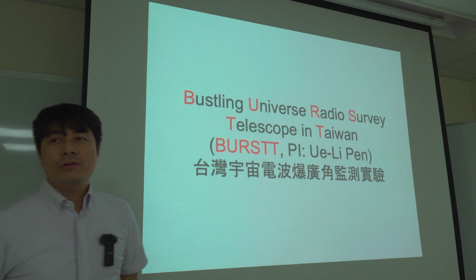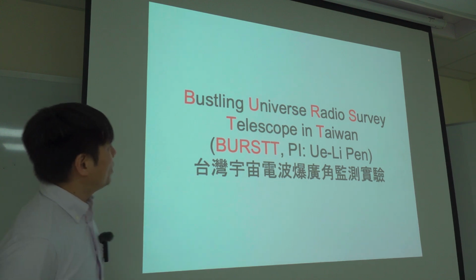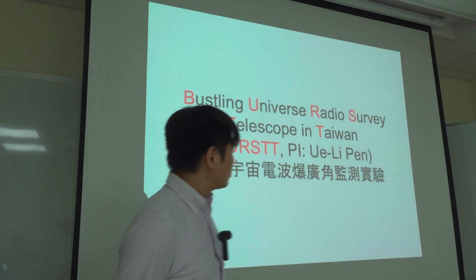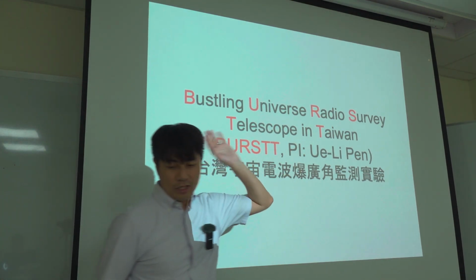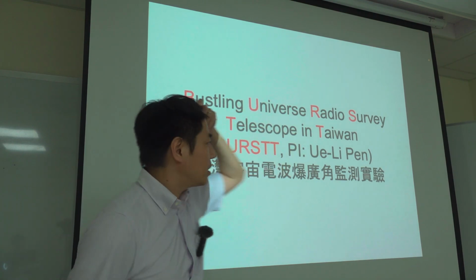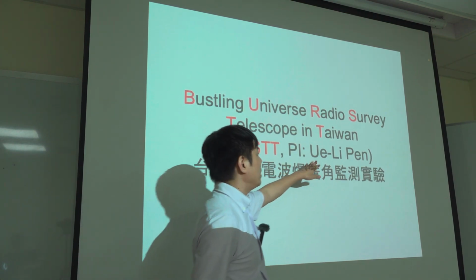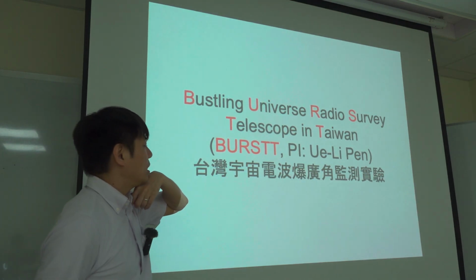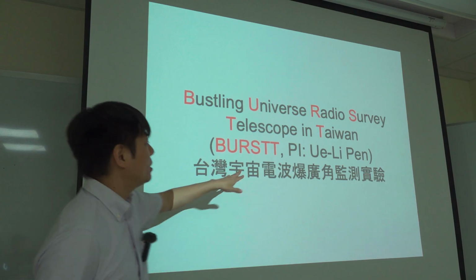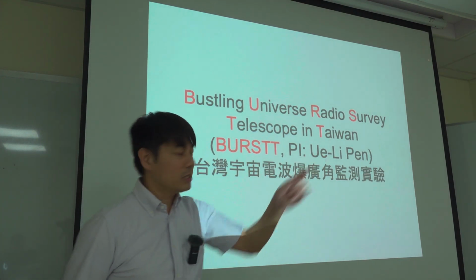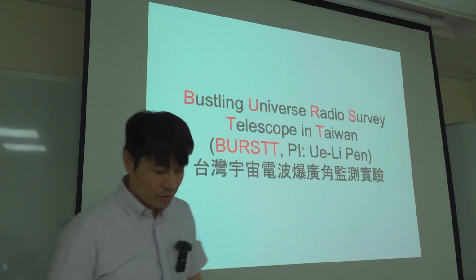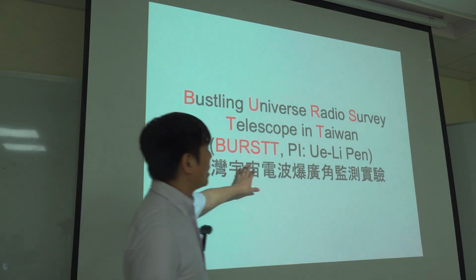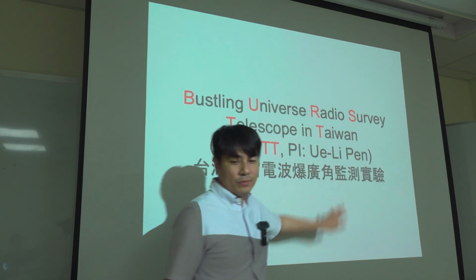So this is our new FRB telescope project: the Bustling Universe Radio Survey Telescope in Taiwan. The PI, the leader of this project, is Professor Ue-Li Pen. He is in Taipei, at Academia Sinica. Tomo-san and I are collaborators. We are one of the collaborators, and other people also get involved. This is very special. I don't really see similar types of radio telescopes.